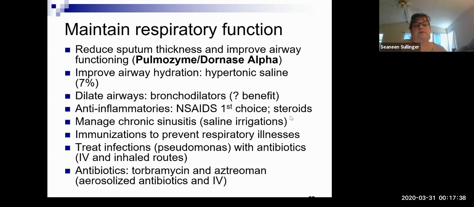They're immunocompromised, so immunizations and keeping them away from people that are sick are very, very important. They are susceptible to Pseudomonas infections, so you can give antibiotics IV. There are also inhaled nebulizer treatments where you can put tobramycin in it, so they're actually inhaling the antibiotic in the aerosolized nebulizer treatment, in addition to maybe IV antibiotics.